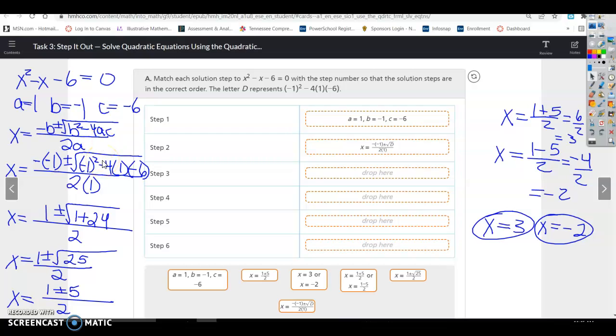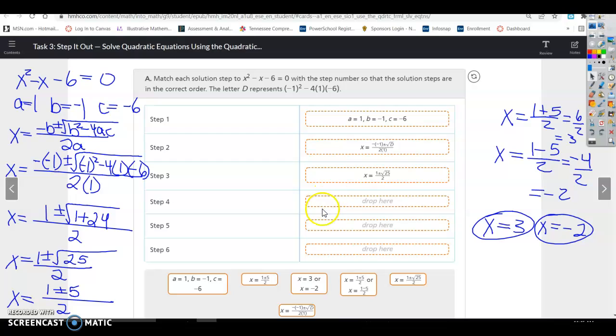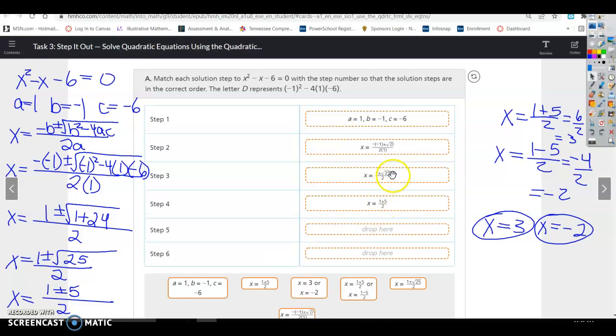The next step would be to simplify or clean up some of this. So negative times negative becomes positive 1. So this simplifies some of those things there. And then the next thing would be to take the square root of 25. So that would be this step here. All they did was take the square root of 25, so evaluate the square root.